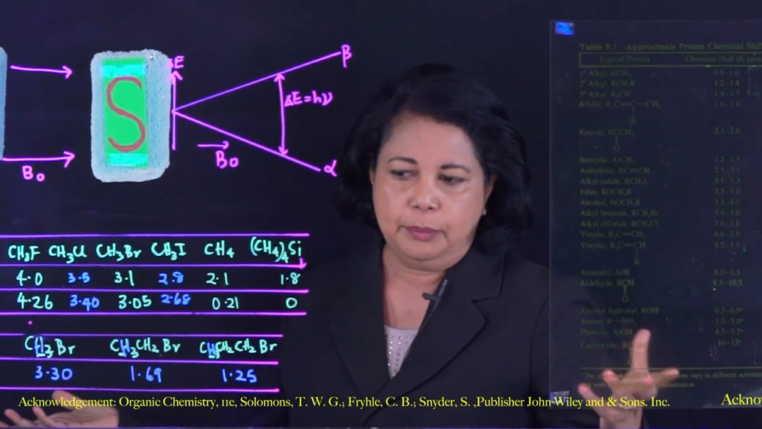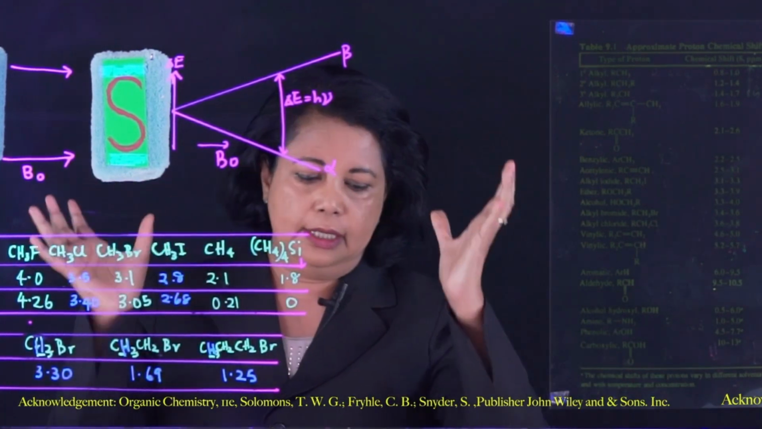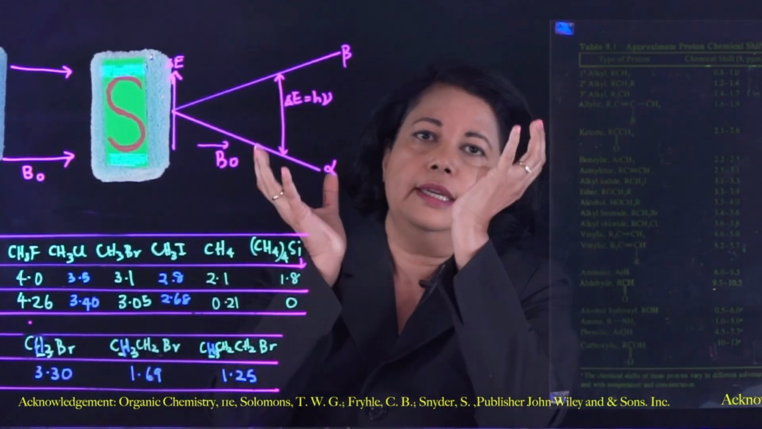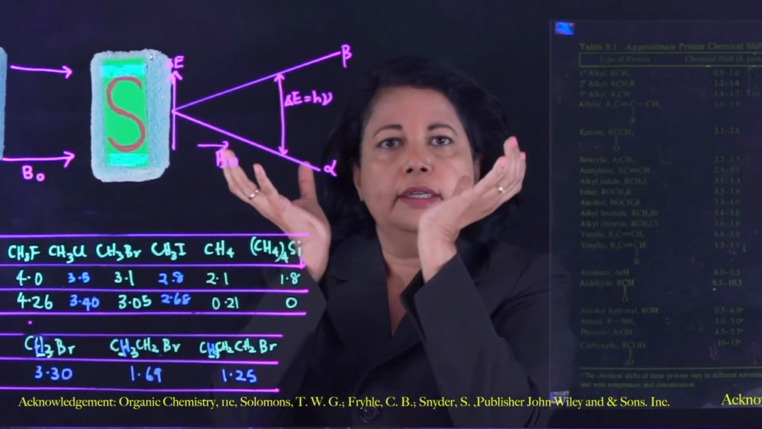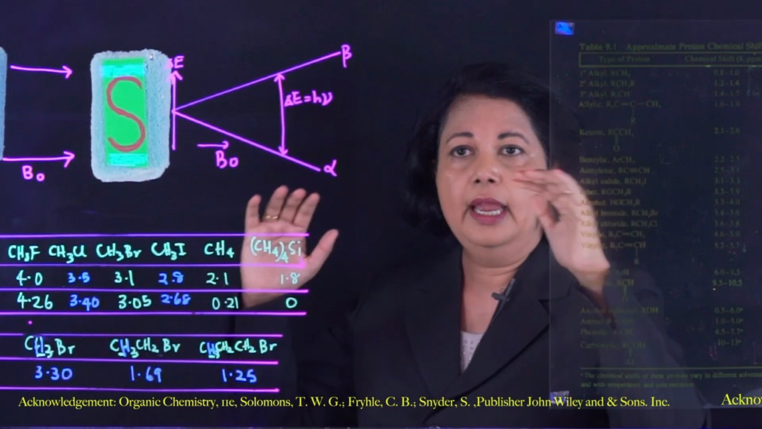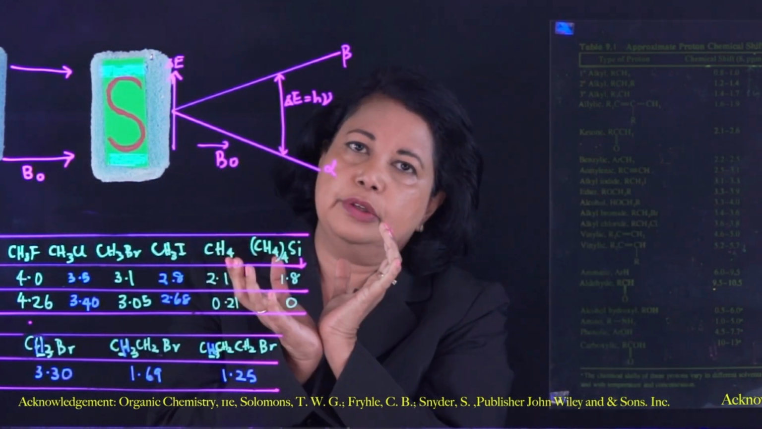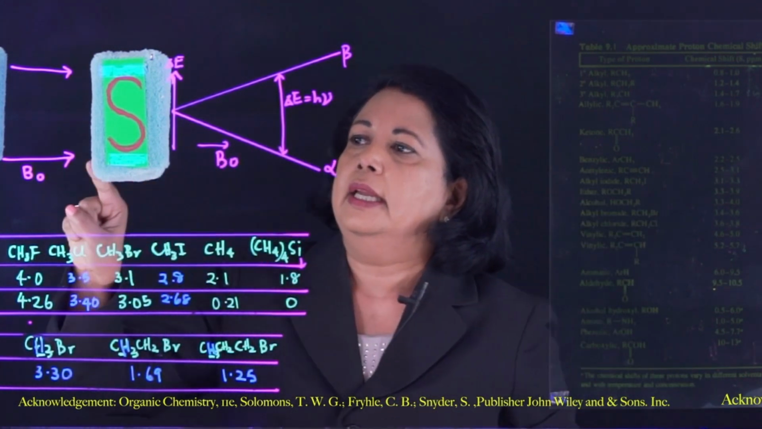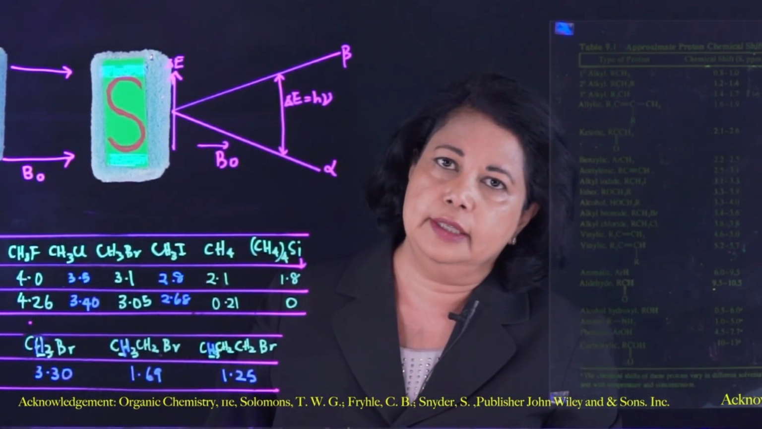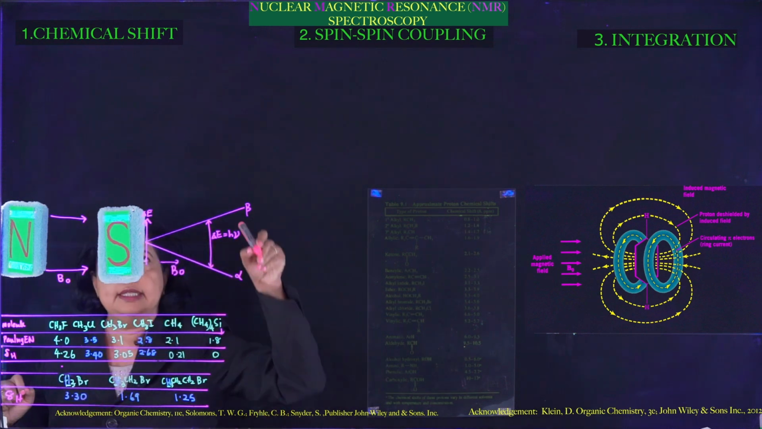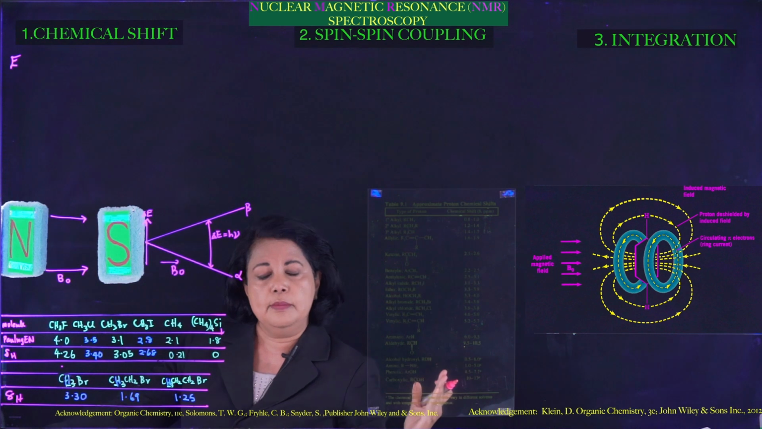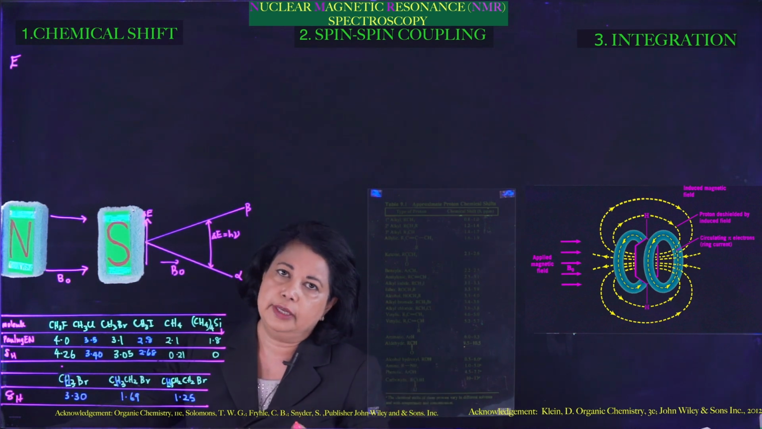So if you have a proton and your proton is surrounded by electrons, the electrons create a diamagnetic field around the protons. Electrons are negatively charged, and the diamagnetic field that they create will be in the opposite direction of the operating magnetic field. So let's write this down. Electron environment will determine the chemical shift of a hydrogen.